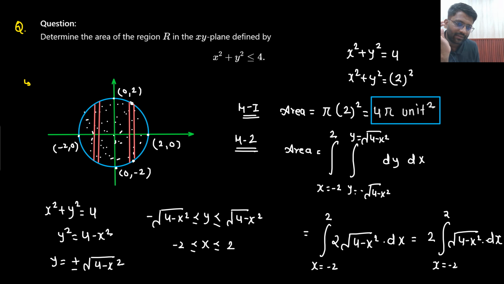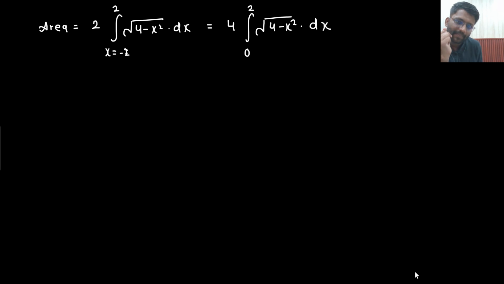What will be your area? Area is coming out to be 2 into x going from minus 2 to 2 under root 4 minus x square dot dx. First of all, let me know, the limit is from minus a to a. Is it an even function? Yes, sir. In place of x, if I put minus x, I will get the same function only. So I can reduce it to 0 to 2 under root 4 minus x square dot dx. This is how I can reduce. Right? Now by substituting, you can solve this question.